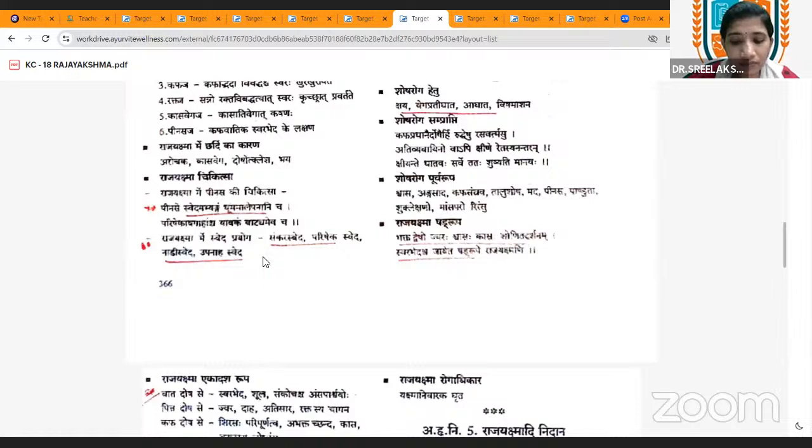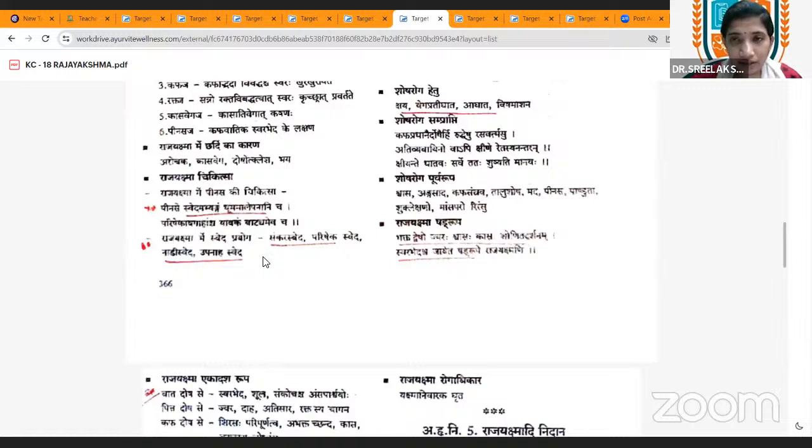And mainly the Aja Mamsa, Aja Shakrit, Aja Mutra, Aja Paya, Aja Rakta. So the Shakrit, Mutra, Rakta, Payas and Mamsa of the Aja, or goat, is indicated in Rajayakshma. And the Acharya also mentioned that staying for a long time with the goat is indicated in Rajayakshma. Please note that Aja Mutra, Shakrit, Paya, Rakta, Mamsa is indicated here.